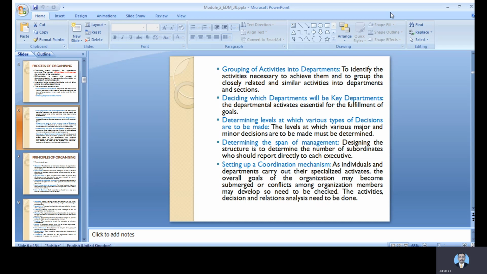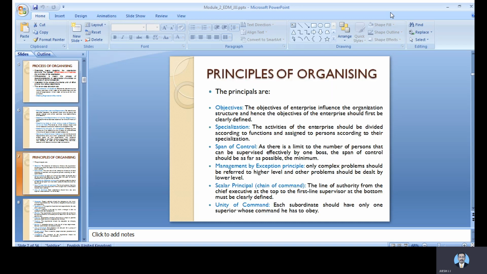So these are some of the processes of organizing which we have to come across, and then we will be discussing the principles of organizing. We have a few principles of organizing. Objectives are very important for any enterprise or organization to have a structure, and the objectives give us clarity and define the specific tasks to be performed at regular intervals of time. Then you have specialization.